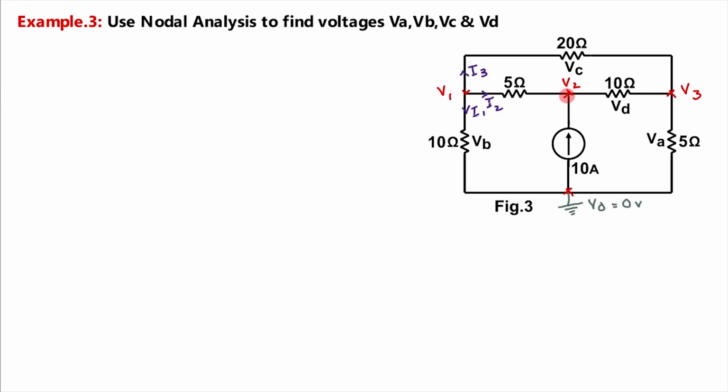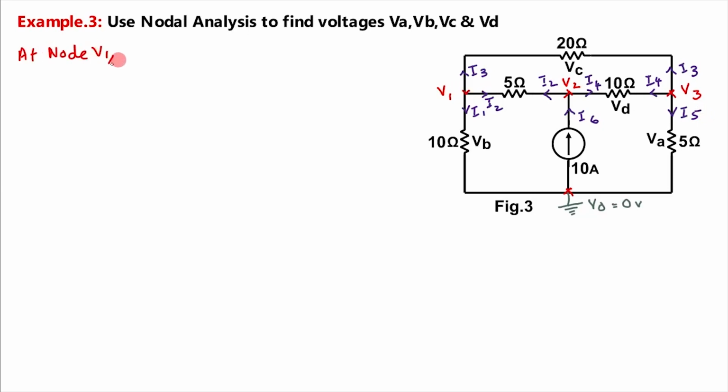While in this branch, let this be current I2, this is current I4, and as this is a current source, current is coming in this direction. We will mark it in this direction as I6. In this node, let this be I3, this is current I4 going away from the node, and this is current I5.